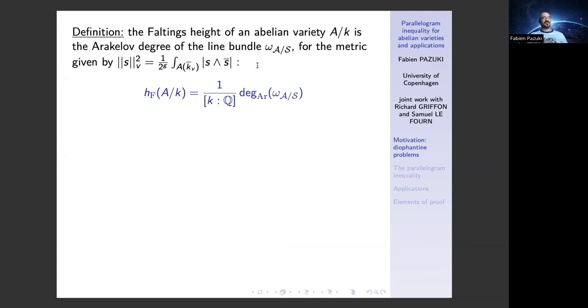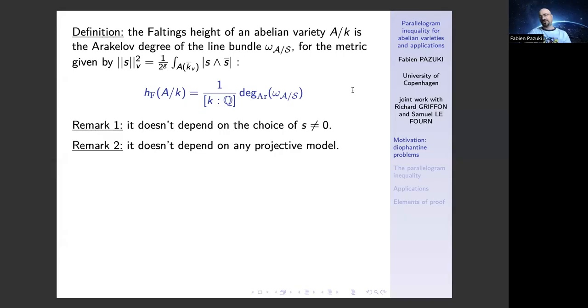If you have some differentials, what do you do? You wedge them until you get a volume form. So if you have enough wedges, then you can take the integral, and this measures in a way the volume of your object for the specific metric that is fixed here. And this is what is called the Faltings height. So the base field is a number field. We normalize here to get something that works well when we do field extensions. So this height is, as you can see, a bit of a complicated object.